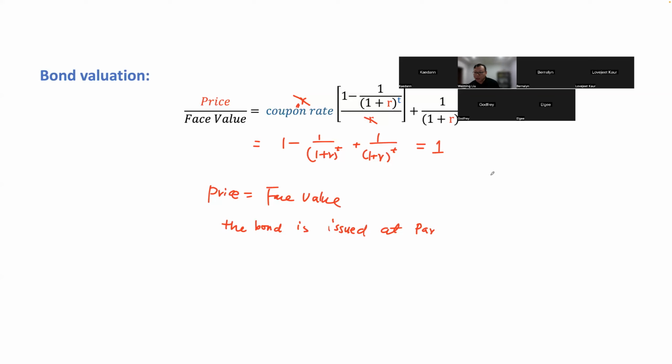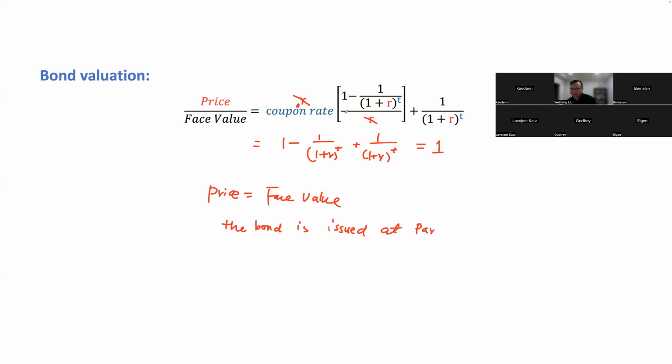Okay, so this is important. It's important to know this. Now, what if the coupon rate is less than R? What if the coupon rate is less than R?